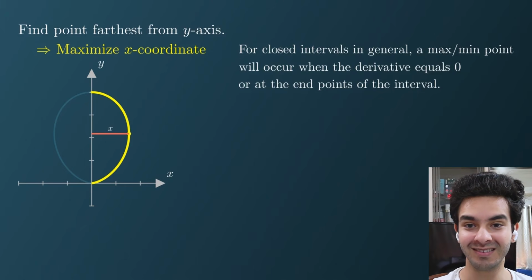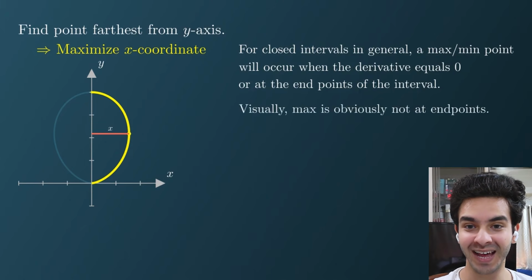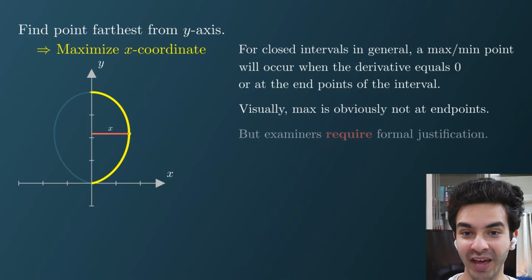From our graph, we can see that the point farthest from the y-axis is clearly not at one of the endpoints, but the examiners require formal justification, even though the endpoints are literally just on the y-axis.